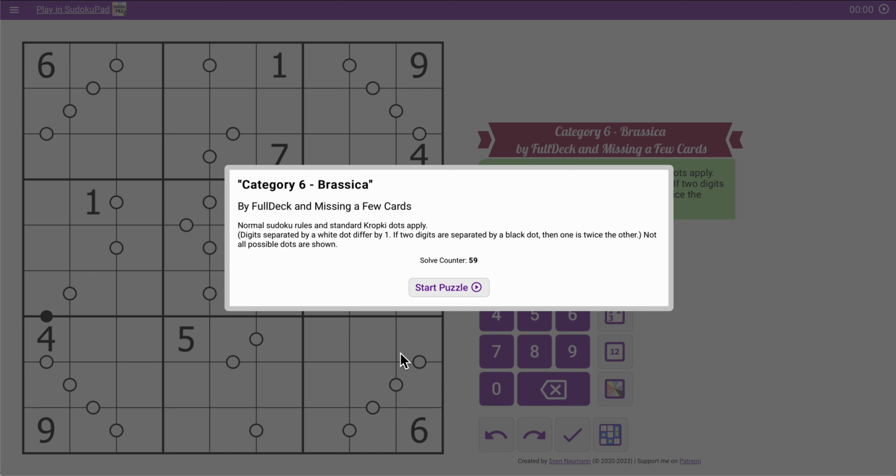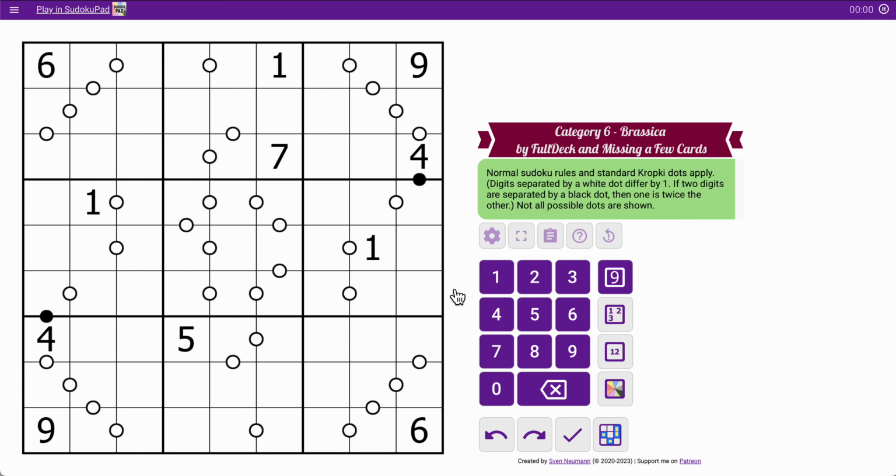Okay, this one is called Category 6 Brassica, however you pronounce that. These are standard crop counts, and these are not unusual crop keys, these are standard ones. Digits separated by a white dot differ by 1, so they must be consecutive. If digits are separated by a black dot, then one is twice the other, and not all possible dots are shown. That means there's no negative constraint.